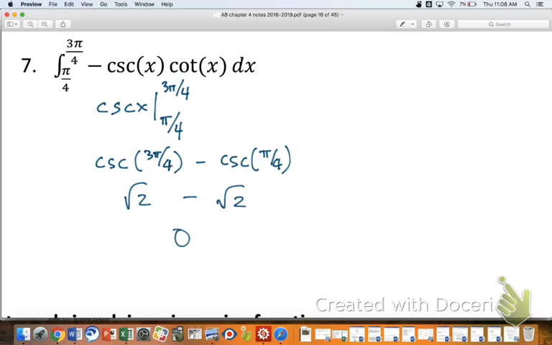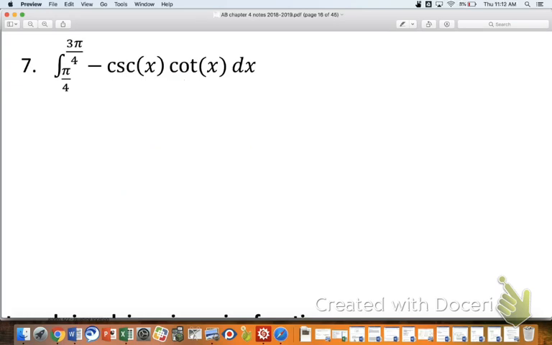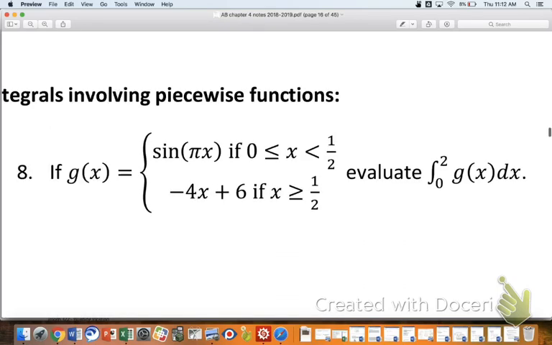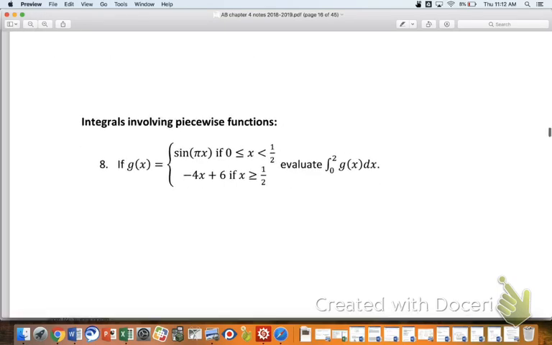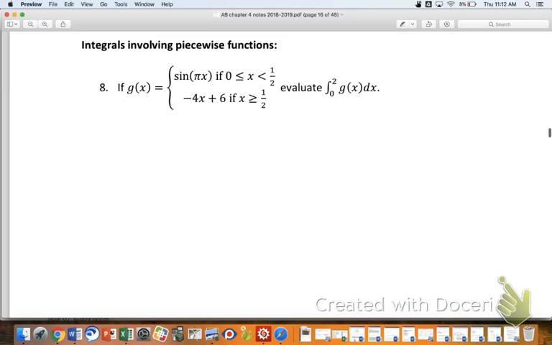Okay, so the next one has a really nice opportunity to connect back to the 4.3 material. Let's check this one out. Hopefully this will be helpful for you thinking about your quiz tomorrow. So this says g of x is equal to, oh, we're going to do something awesome right here. G of x is equal to this piecewise function. And then it says evaluate the integral from 0 to 2.